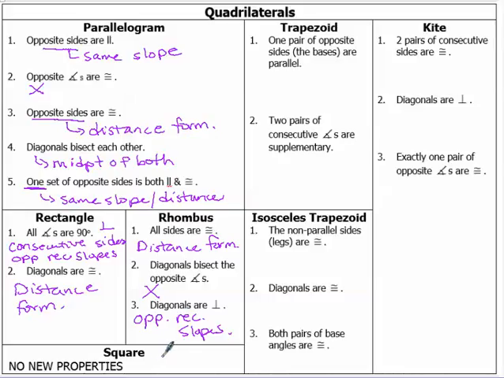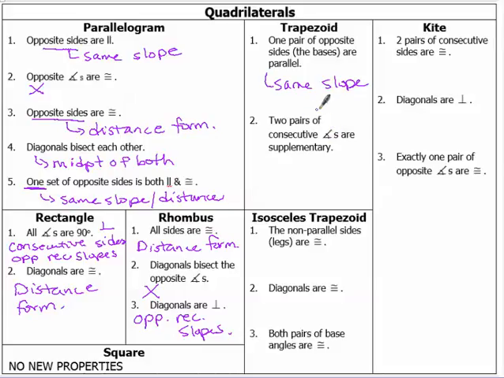Now, if I want to prove that something's a square, I have to prove, first of all, that it's a parallelogram, it's a rectangle, and it's a rhombus. So once I know it's all 3, then it happens to be a square, but there's no special property for that. Now, a trapezoid. Opposite sides are parallel. So I need to check one set of opposite sides. I could probably check the other one to make sure that it's not a parallelogram, but I'm looking for the same slope. 2 pairs of consecutive angles are supplementary. Can't really do anything with that.